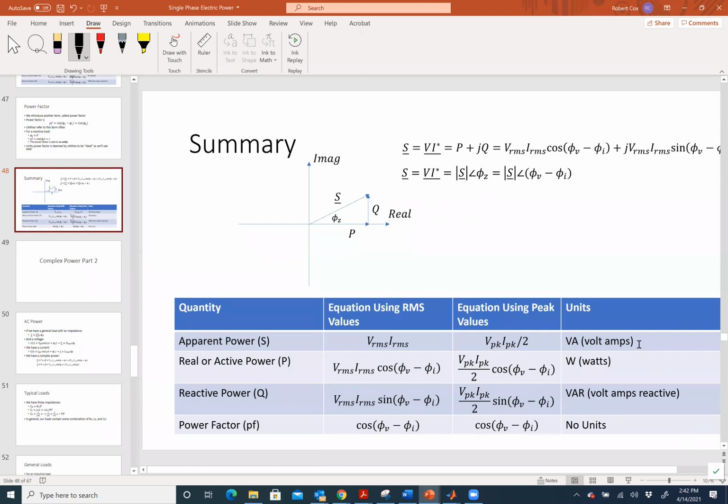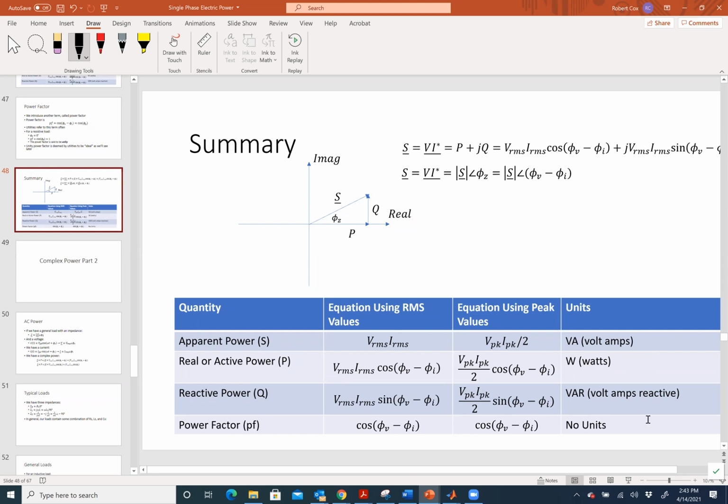Now, the other thing we talked about is this idea of the units, right? So they have different units. Apparent power is the magnitude of the complex power, okay? That's given units of volt-amps. Power is given units of watts still. VARs is the unit we give to reactive power. And power factor is just the cosine of the angle here. It doesn't have any units, okay?